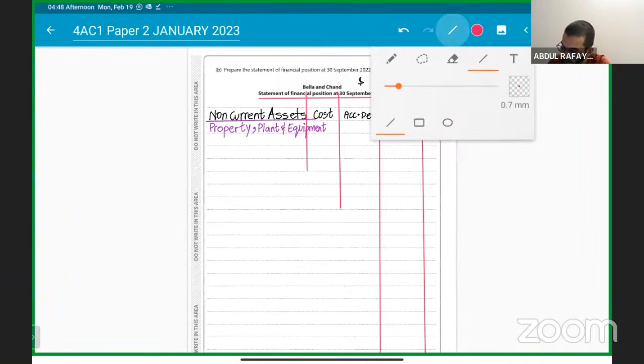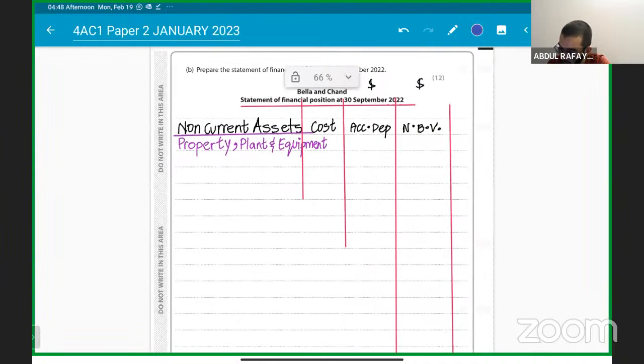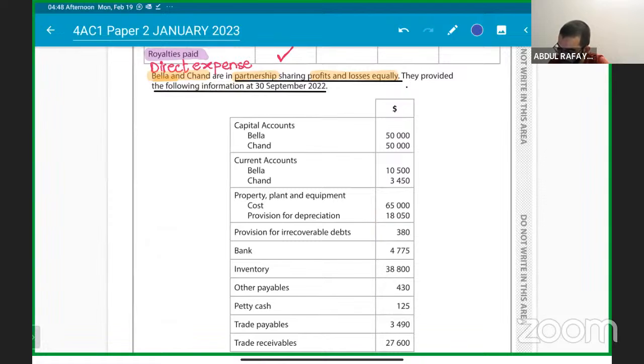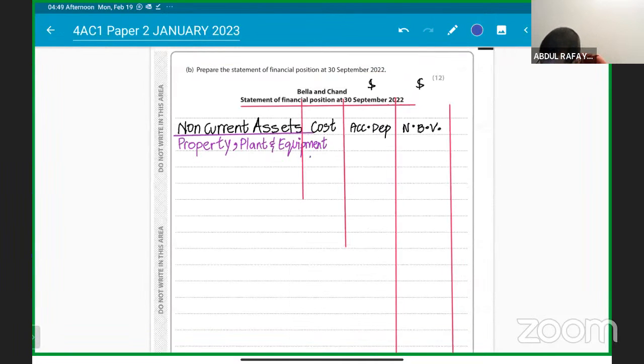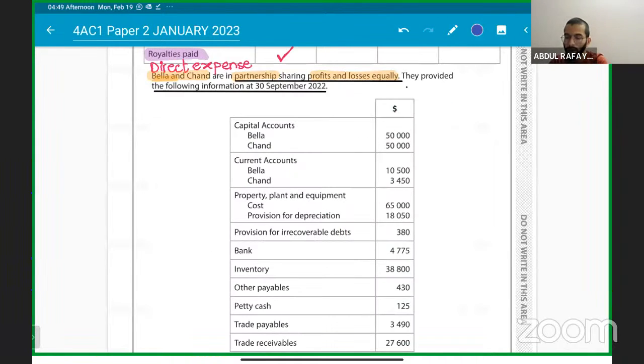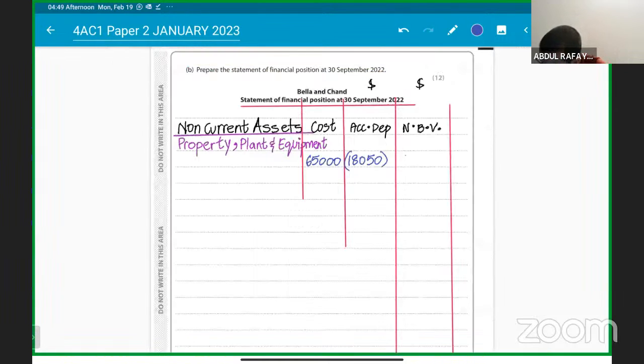Let's write it down. Let's take another line to do it. Property, plant, and equipment: the cost is 65,000 and the provision for depreciation is 18,050. So cost is 65,000 and 18,050 is the accumulated depreciation. Cost minus depreciation is the net book value that we need, students, so it will be 46,950 as the net book value. That is what we got from the first part. So we got non-current assets.